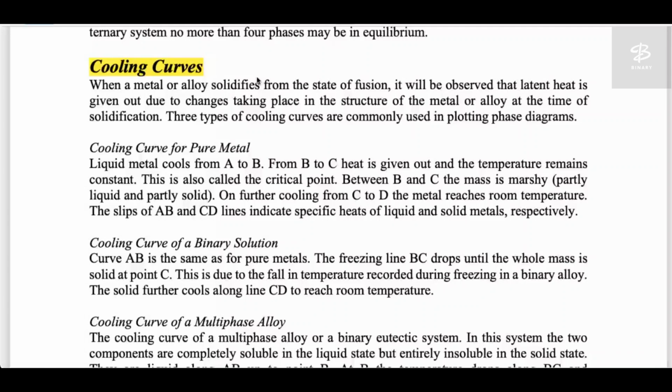Sorry, I was distracted by a message. Okay, so extracting the heat from your source or from the material will cool down your material. But it depends up to what extent you are extracting the heat, so that they change their phase.